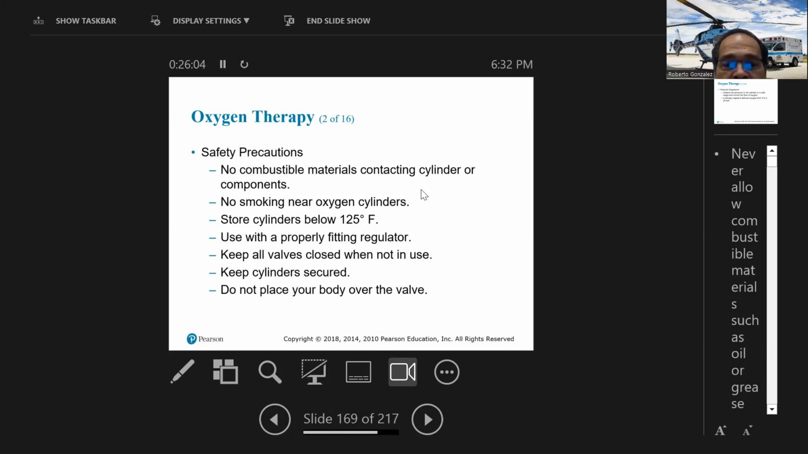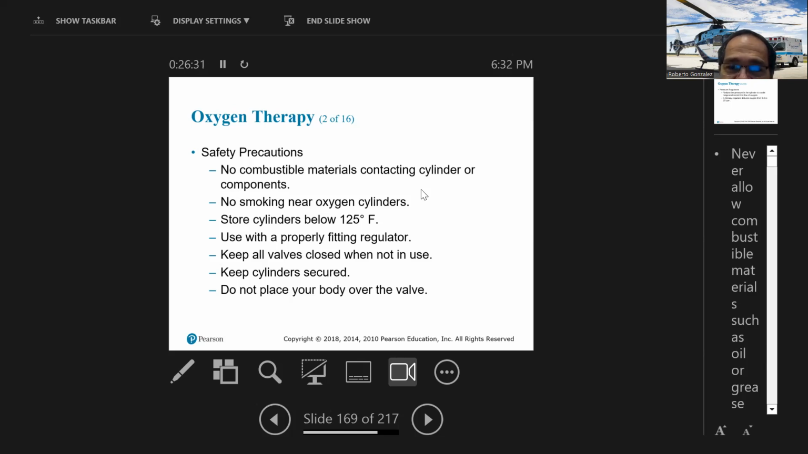Okay, safety precautions. No combustible material contacting the cylinder or any of its components. And what do you mean by combustible material? Well, fires. Duh. But guess what? There's another one that is referred to as petroleum products, that could start a fire in the tank itself.